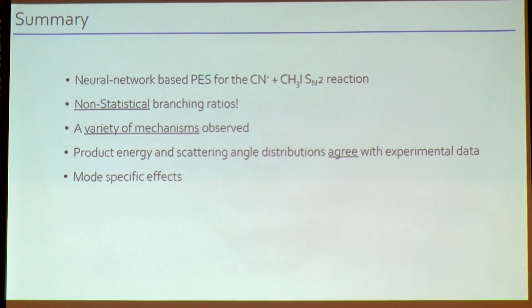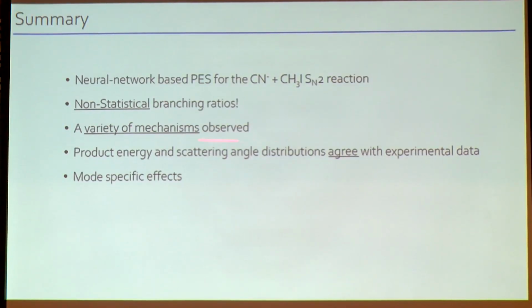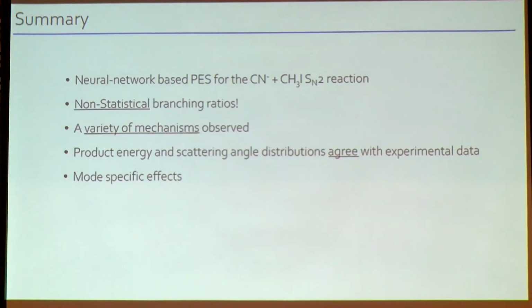Let me summarize what we have done. For this SN2 reaction, CN minus with CH3I, we have performed both direct dynamics and neural network based analytical trajectory calculations, and we are finding interesting results. The main highlight of the work is the non-statistical product branching ratio, and of course a variety of mechanisms observed in this reaction. The product energy and angle distributions we computed agree with the experimental data. And this is something that we are going to work on: mode specific effects, how the cross section is going to change as a function of the vibrational and rotational excitation of the incoming nucleophile and also the substrate species. I'm sure interesting dynamics will come, so I hope I can present it on another occasion.